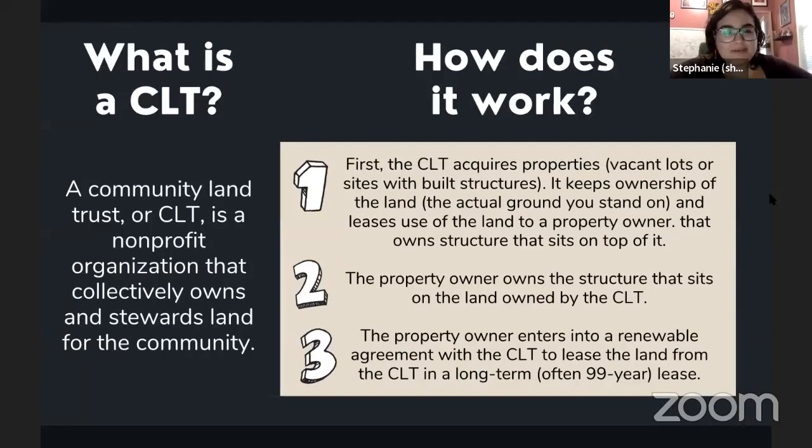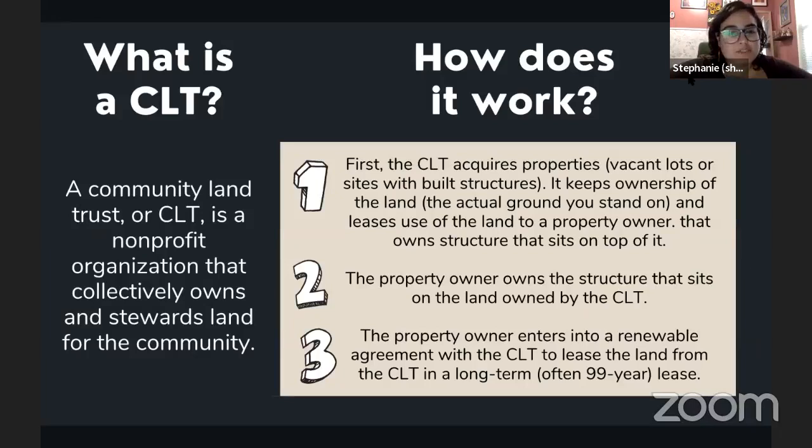All right, so y'all hear us throwing around the term community land trust a lot. A community land trust is basically a home ownership model where the community actually comes together and owns the land collectively. The land trust forms as a nonprofit organization, and then they collectively own and steward the land for the community. The first major step is for the land trust to acquire properties. This can be in the form of vacant lots or even government property or structures or lots with structures and homes already on the land.